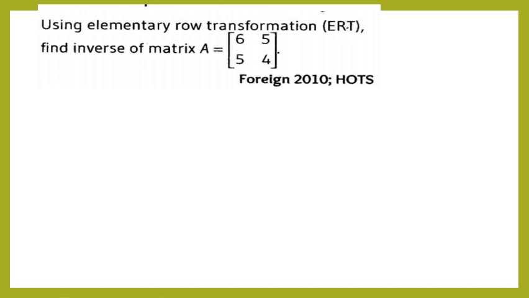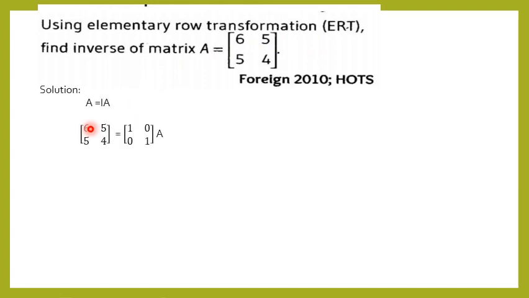So, today we will discuss 4 problems. So, here is the first problem. Using elementary row transformation, find the inverse of a matrix A, and the matrix is given as a 2 by 2 matrix. The first row consists of 6, 5, second row 5, 4. So here we need to find the inverse of a matrix using elementary row operations.